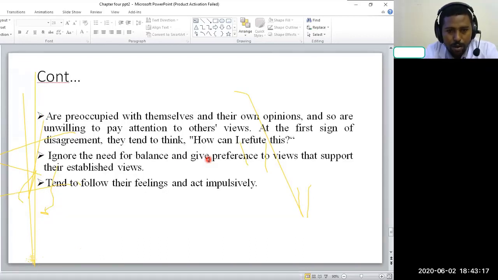They are preoccupied with themselves and their own opinion, so they are unwilling to pay attention to the views of others. At the first sign of disagreement, they think, how can I refute that? They ignore the need for balance, give preference to views that support their established views, and tend to follow their feelings and act impulsively.